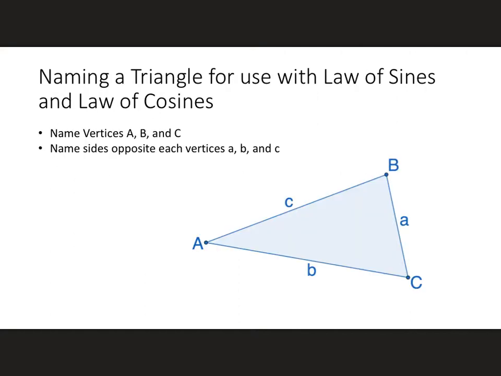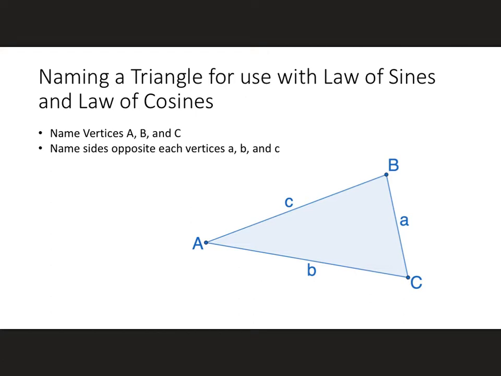Before we get into using law of sines or law of cosines, it's really important that we start naming our triangle in a particular way. The first step is to name each of the vertices A, B, and C. Now, it doesn't matter which vertex is A, which one is B, and which one is C, just that each of them is its own vertex.